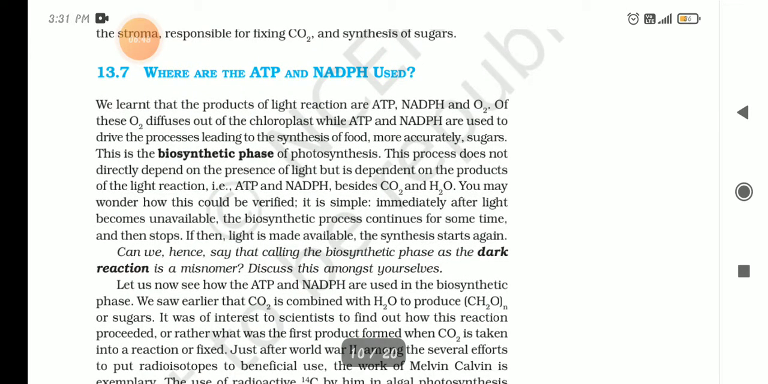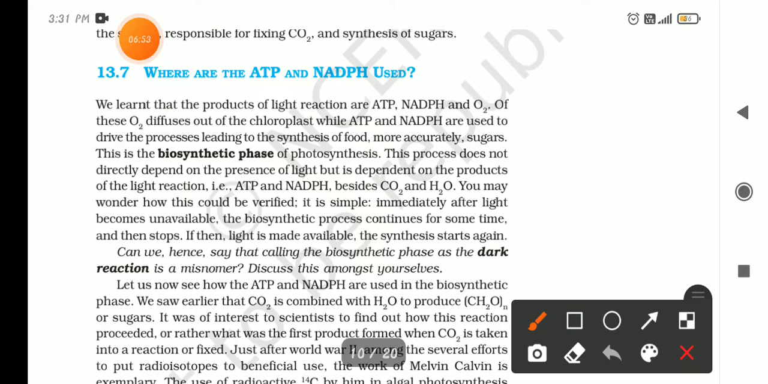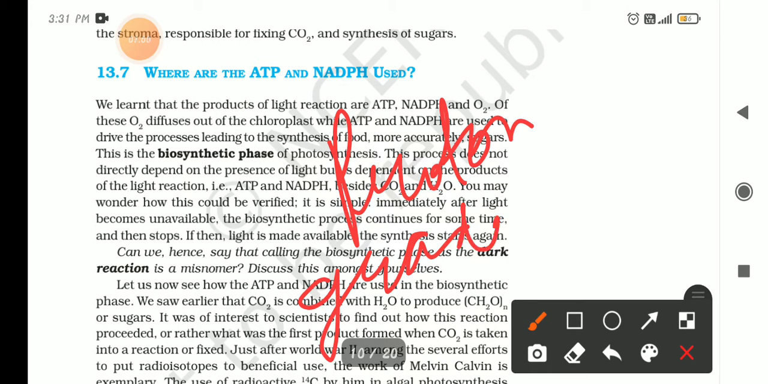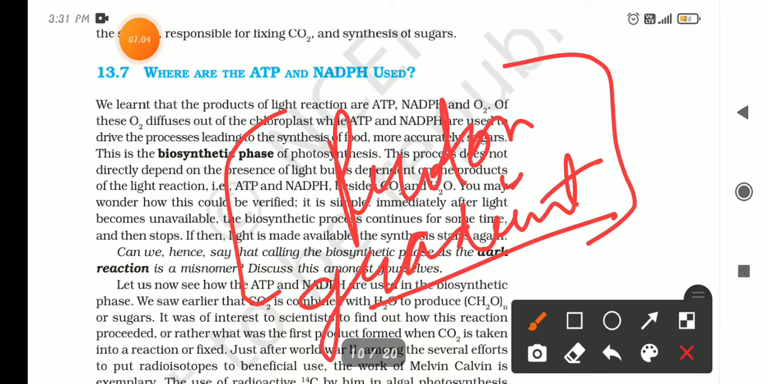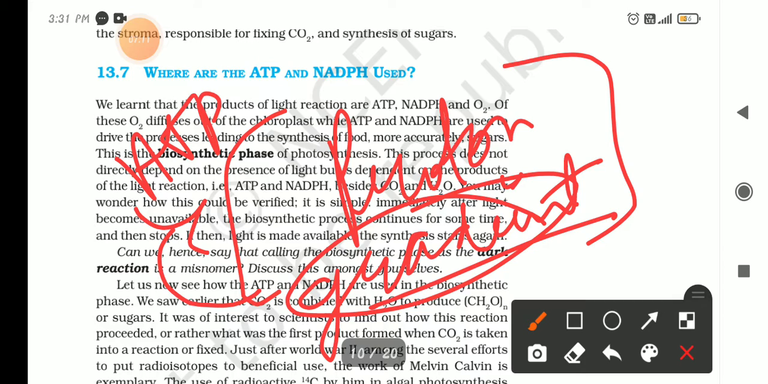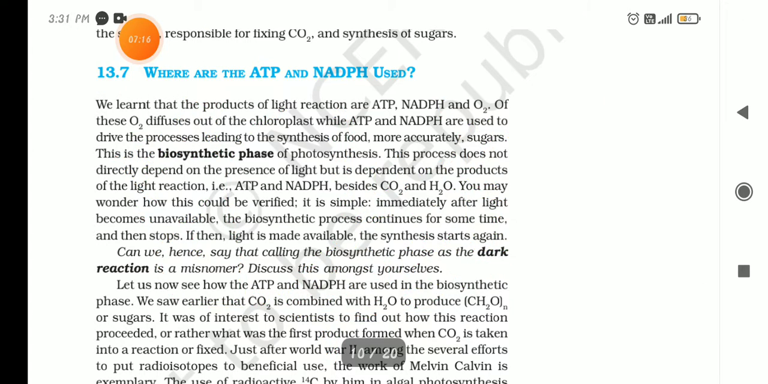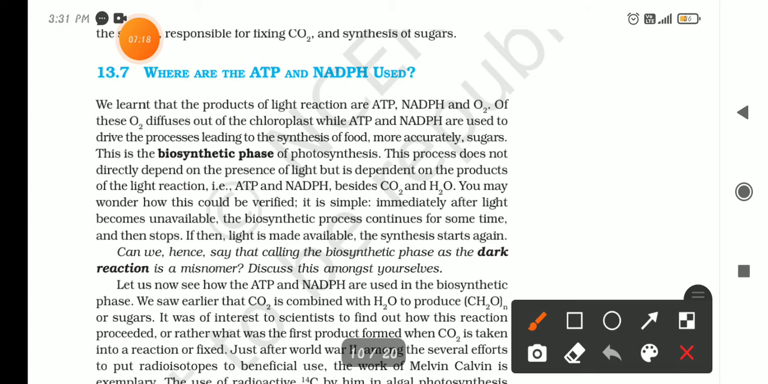Okay, next we are going to talk about where these are used. We have synthesized the ATP by making a proton gradient, and when there is breakdown of the proton gradient, it leads to the synthesis of what? Our ATP. So we have made the ATP. Now the question comes: where do we need to use it? So we are going to study in this paragraph.